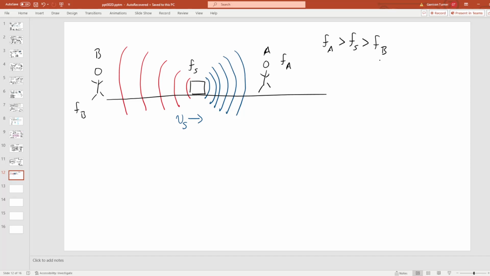So we have multiple frequencies going on, and then we have multiple velocities. What we say is that both A and B are observers. At this point, we're going to stop using S for siren and use S for source. So V sub 0 is not V naught; this is now the velocity of the observer. And Vs is the velocity of the source.